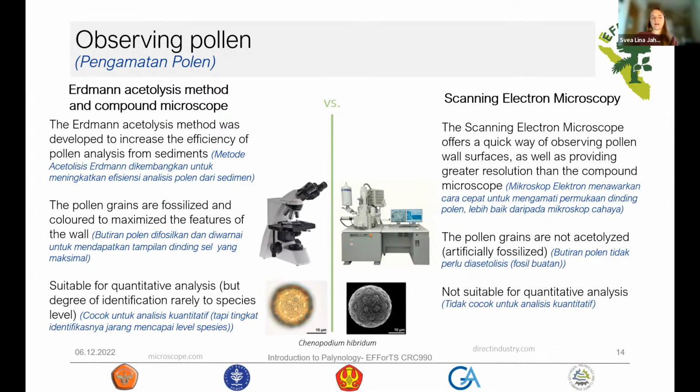However, our degree of identification is reduced compared to scanning electron microscopy. So rarely we come to the species level, mostly to the family or genus level. However, it still gives good results. So down here, you actually see the same pollen grain on the one hand with the scanning electron microscope, and on the other hand with the compound microscope.